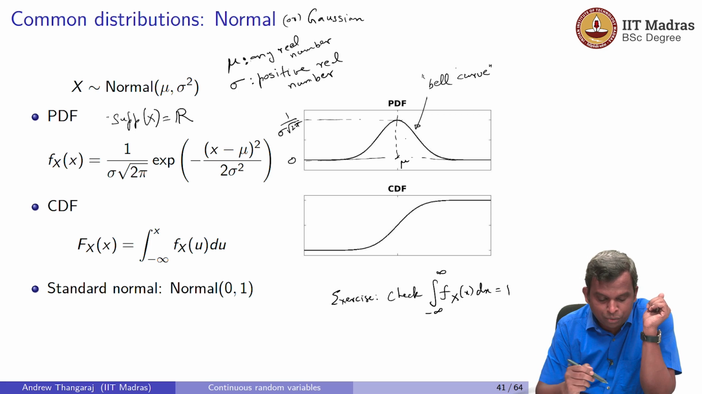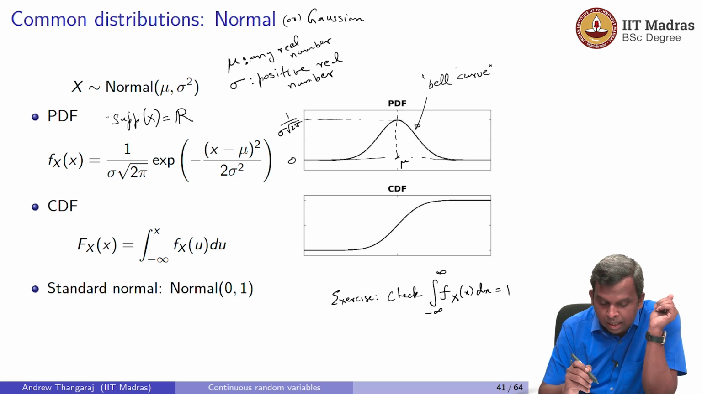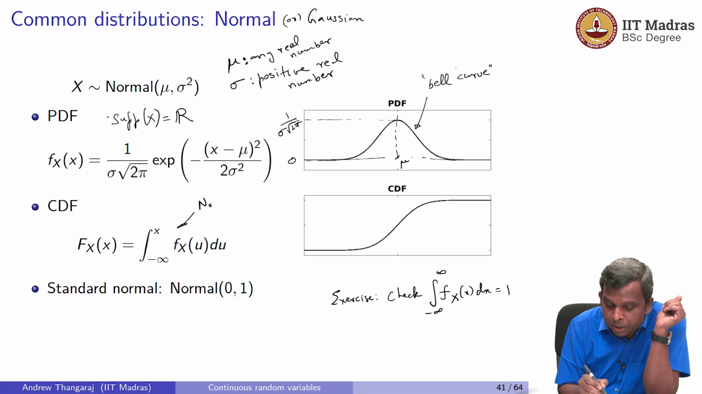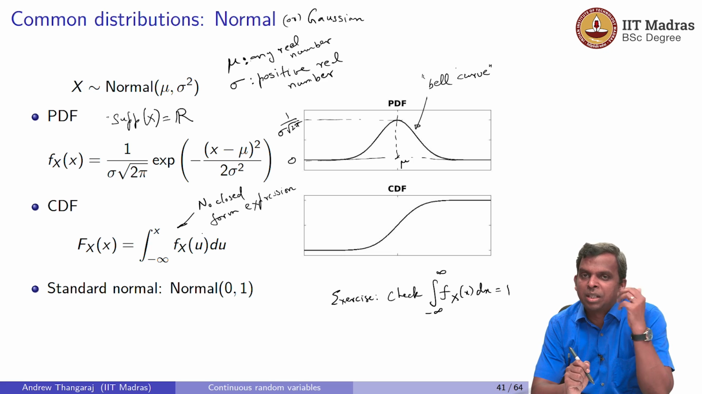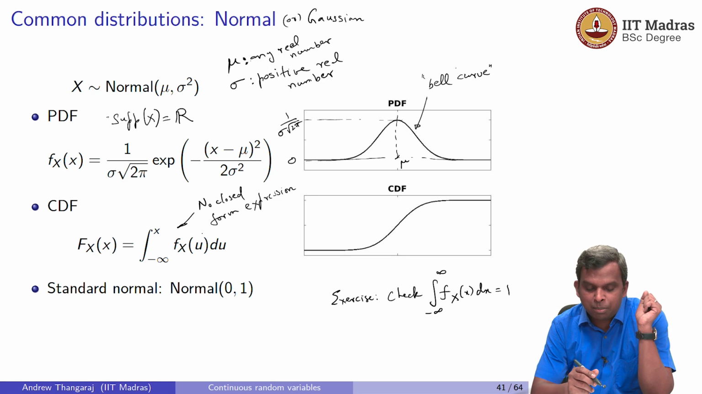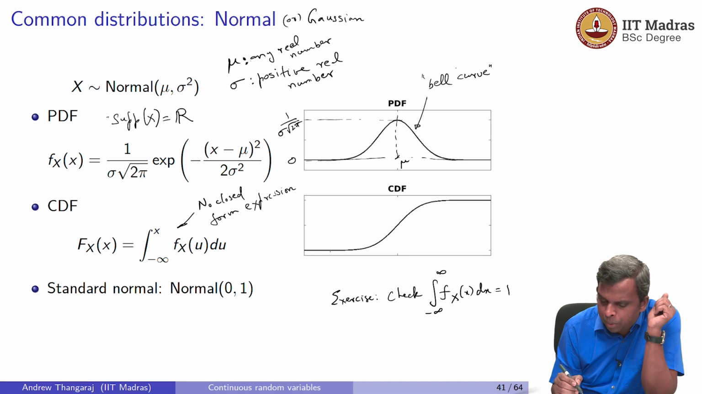All right. The CDF is F_X(x) equals the integral from minus infinity to x of f_X(u) du, and there is no closed form expression here. If you remember, for both the uniform and exponential, we had a very easy form for the CDF: x minus a by b minus a, and then 1 minus e power minus lambda x. In this case, you will not have a closed form expression, because this e power minus x squared doesn't have an indefinite integral in closed form.